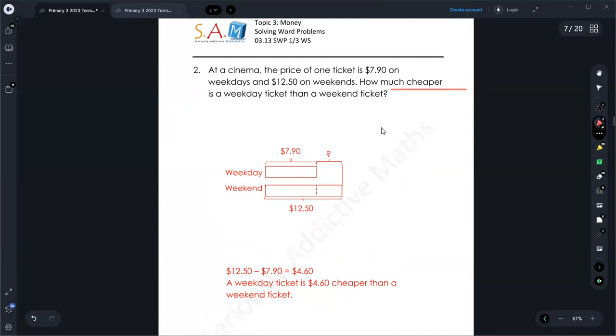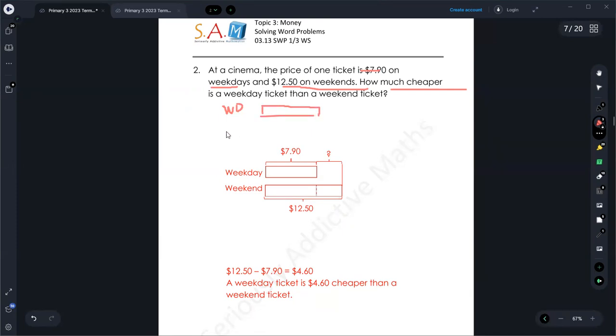So now they got to decide what are the 2 bars that they need to draw. So they know that one is weekday price, $7.90, and weekend price, $12.50. So what that means is they will draw a longer bar and a shorter bar. So you can always ask them which one is longer, which one is shorter. All right. So weekday is shorter. So they can put weekday. I'm going to just write WD for short weekday. Right. So they draw a shorter one because it is $7.90.